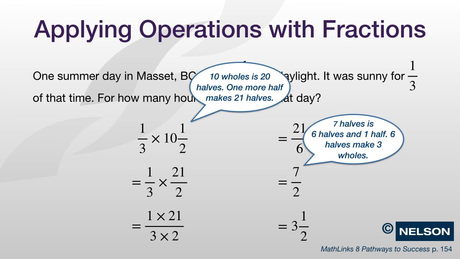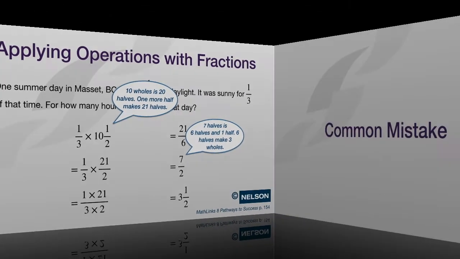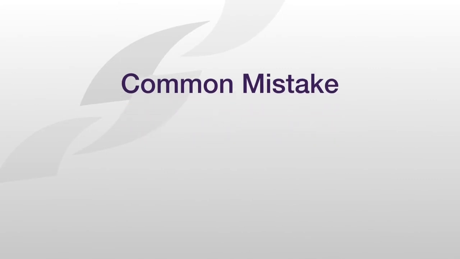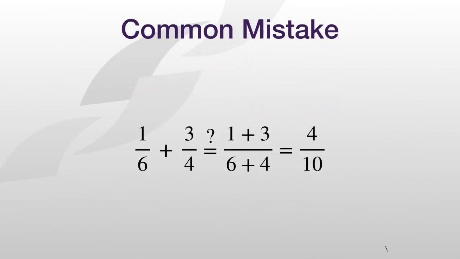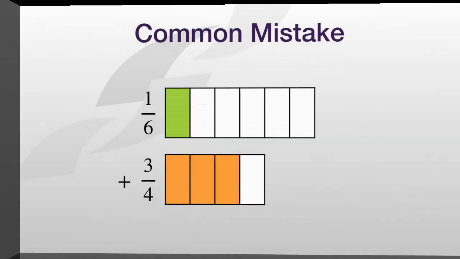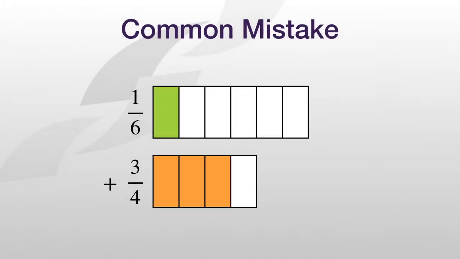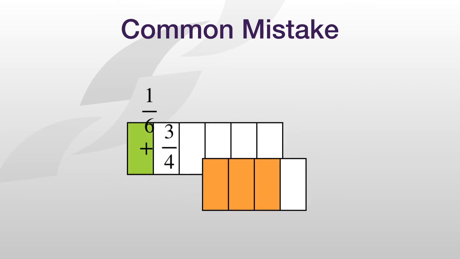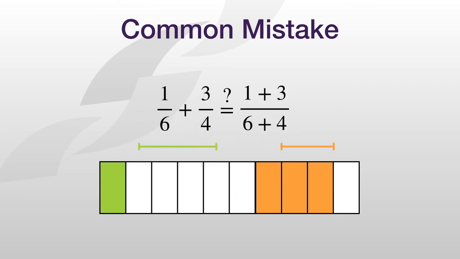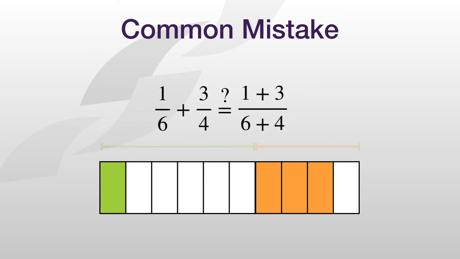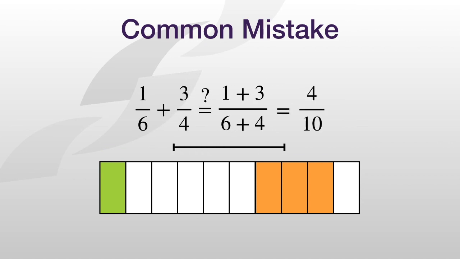Next, we'll look at a common mistake that students might make. Students might add both the numerators and denominators. After all, multiplying both numerators and denominators works for multiplication. But this does not account for the size of the whole. There are two different sized wholes, and then a third. This calculation is incorrect.